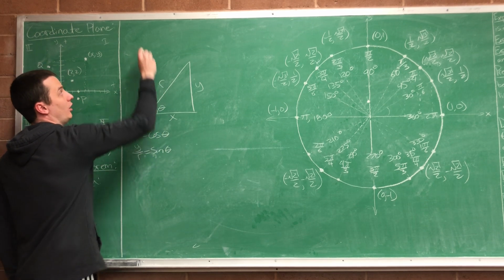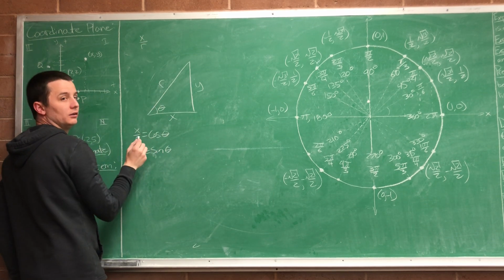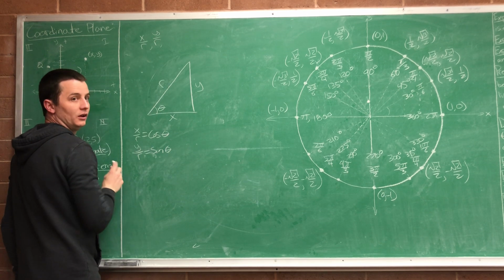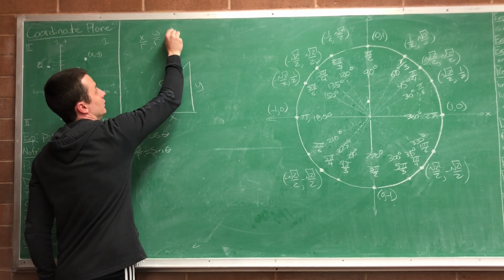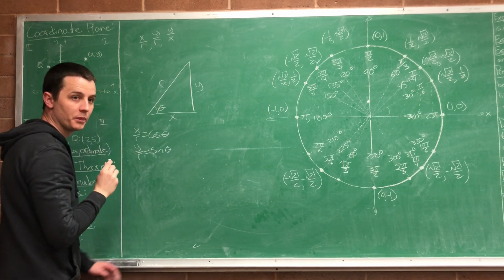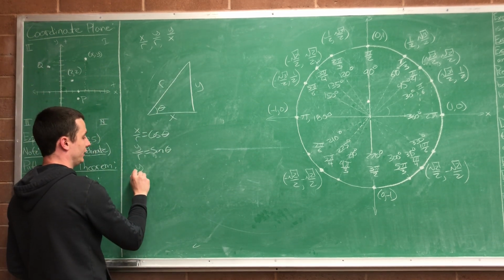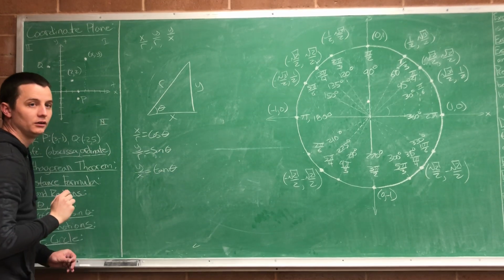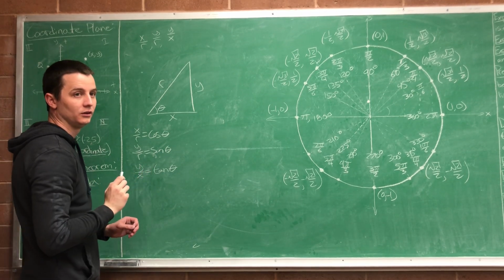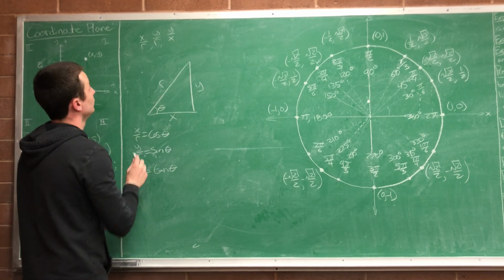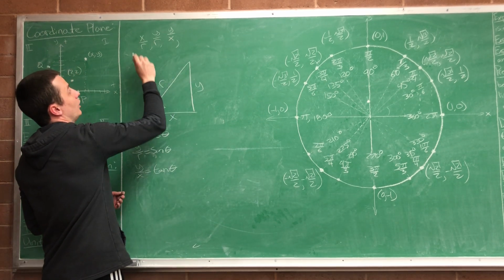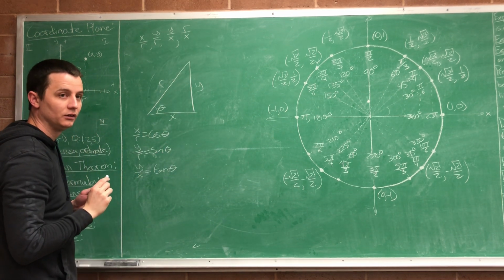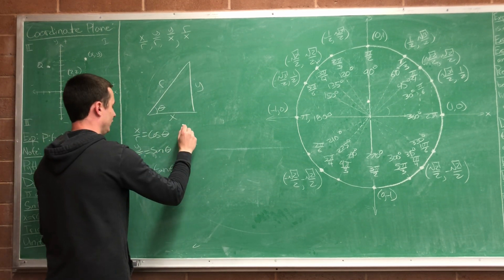I can do x over r, that's one ratio. I can do y over r, that's another ratio. I can do y over x, that's another ratio, right? And so we have a name for that ratio, y over x. We call that tangent of theta. I could also do, instead of x over r, I could have done r over x, right? And we call that one secant of theta.